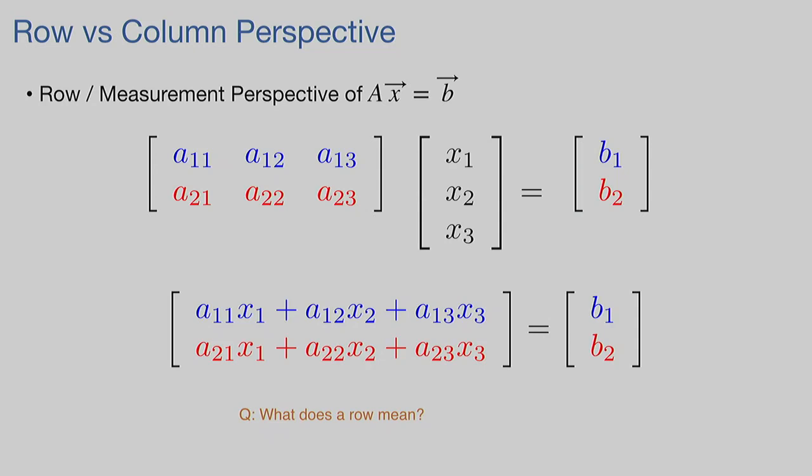B1 could be a measurement, right? Like in the tomography case, B1 was a measurement. So what does it mean doing A11 x1 plus A12 x2 plus A13 x3? How does that give us a good interpretation of what's actually going on? What is x1 really doing?